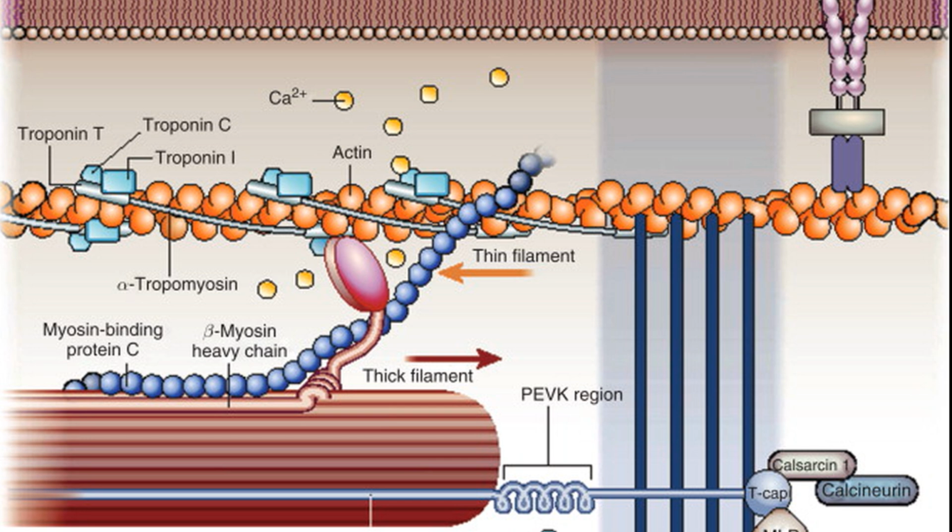Relaxation occurs when calcium is reaccumulated by the sarcoplasmic reticulum via SERCA, the sarcoplasmic/endoplasmic reticulum Ca2+ ATPase. As the intracellular calcium concentration decreases, calcium is released from troponin-C, and tropomyosin again blocks the myosin binding sites on actin, preventing cross-bridge cycling.